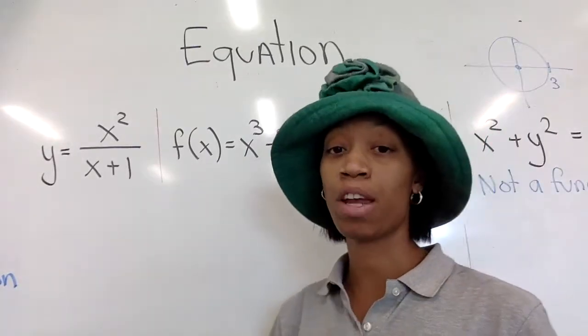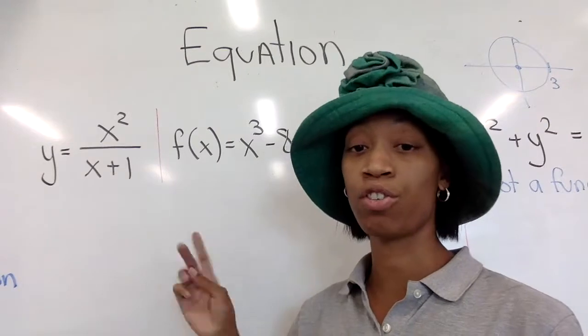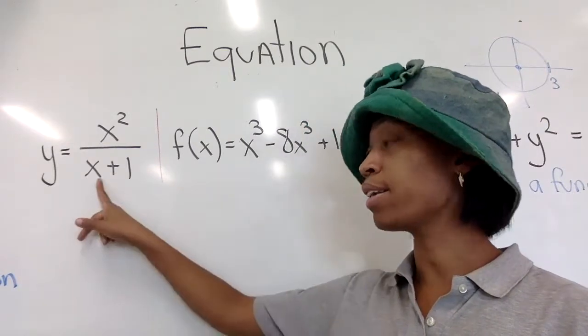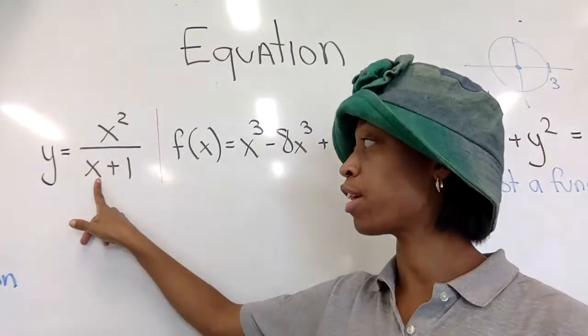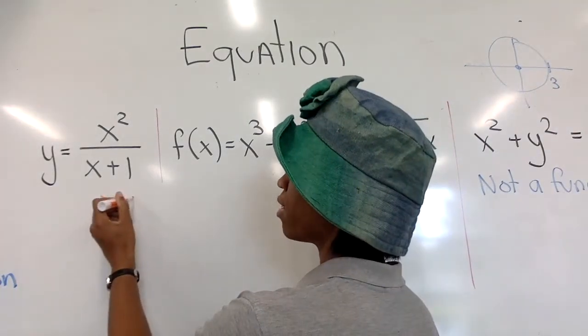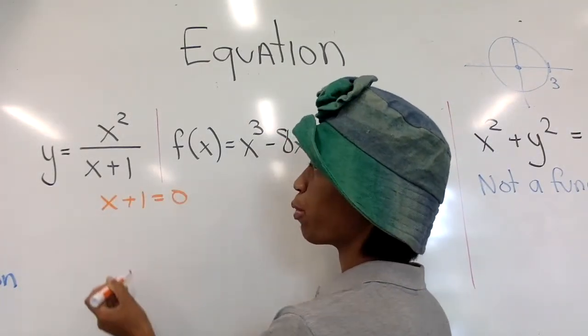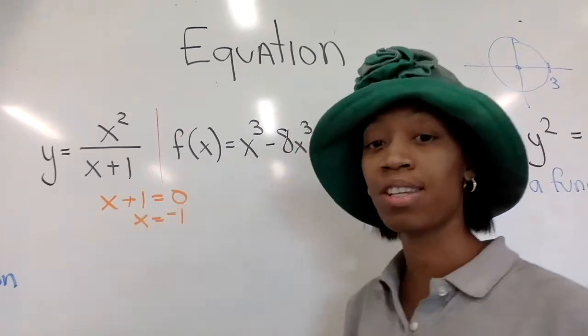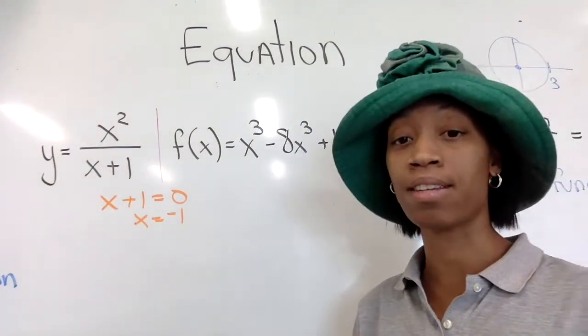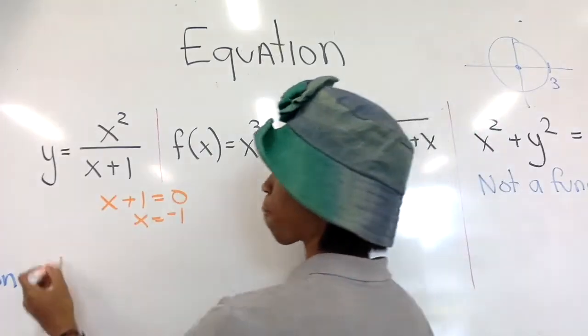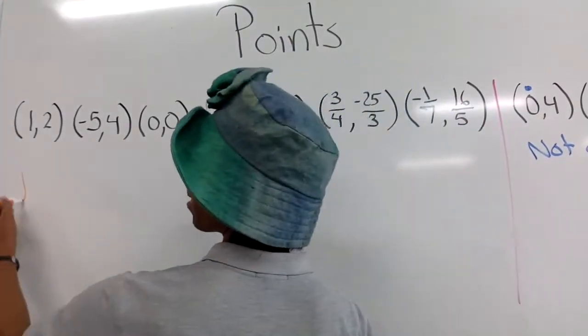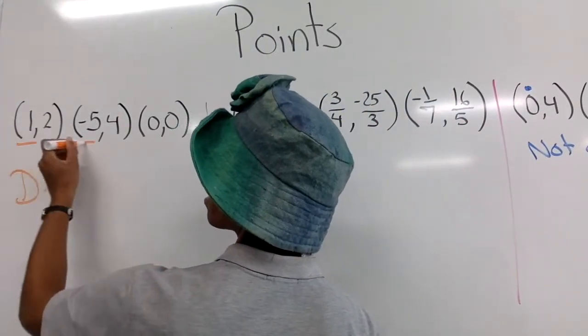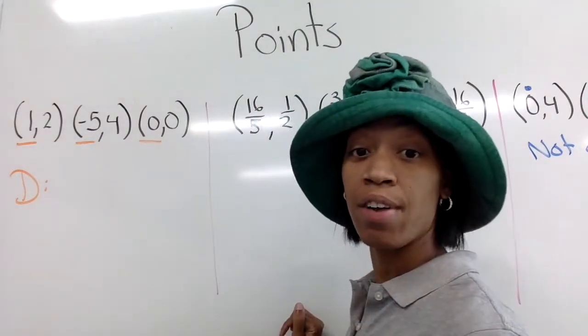When you're looking at domain for functions, there's two things to look out for. One is that you cannot have a 0 in the denominator. To see what would make it 0, solve for x in the denominator. That tells us that the domain does not include negative 1. For these kind, to find the domain, again, we're just listing the x values. The x values are the domain.